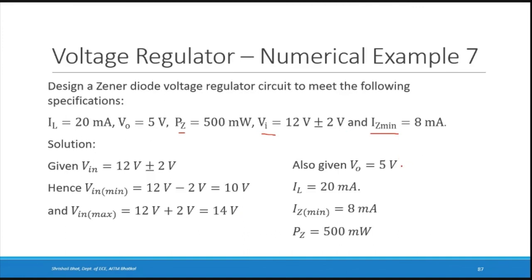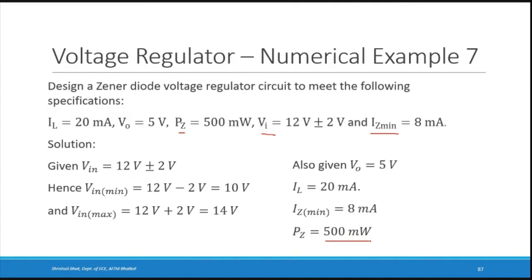Output voltage V0 is 5 volts, it is given. IL is given as 20 milliamps. And IZ min is given as 8 milliamps. But IZ max is not given. Instead, the power is given. PZ is given as 500 milliwatts.